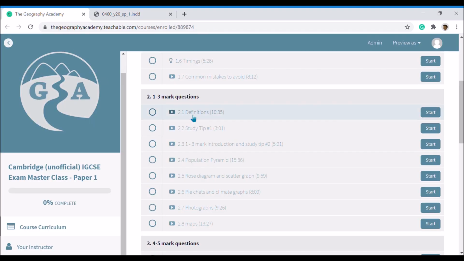So in the course we go through different skills, going from maps, photographs, pie charts, climate graphs, diagrams, scatter graphs, population pyramids as examples. Then it gives you lots of other things, like how to do definitions, study tips, and just brings you through the whole lot. And there are marked examples in each of those, and you get the chance to answer them too and compare yourself to my grading. So as you're going through the course, you should become like an examiner. You'll get into that mindset.